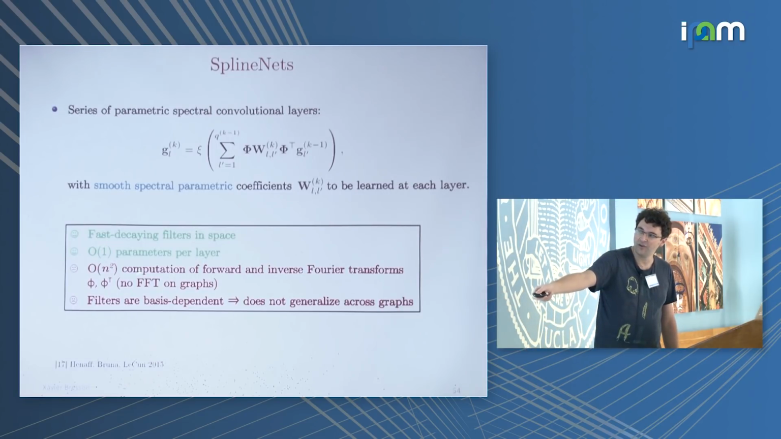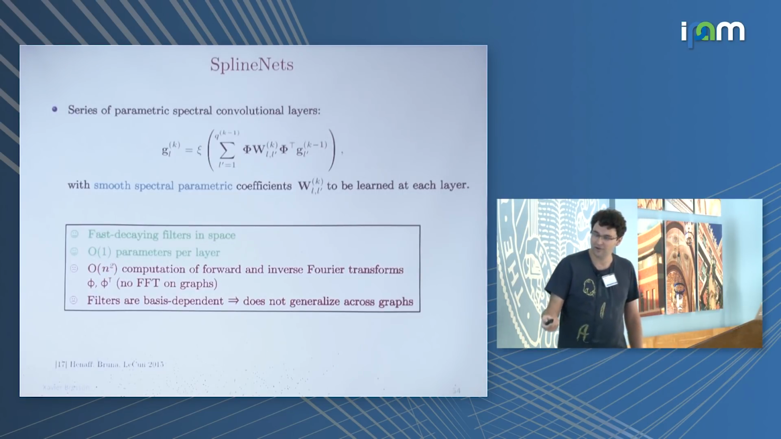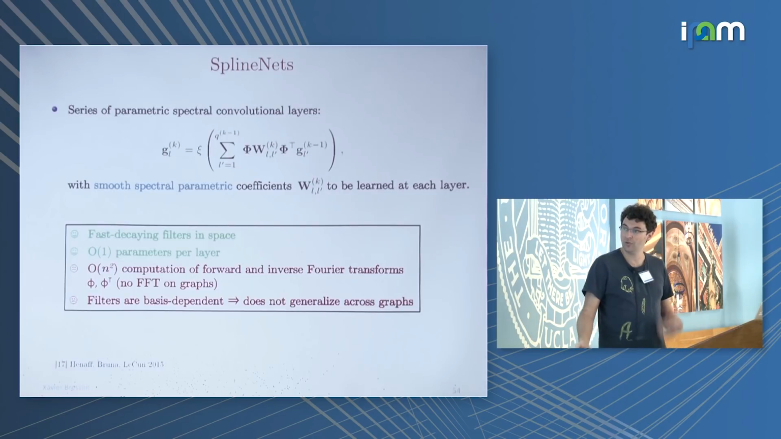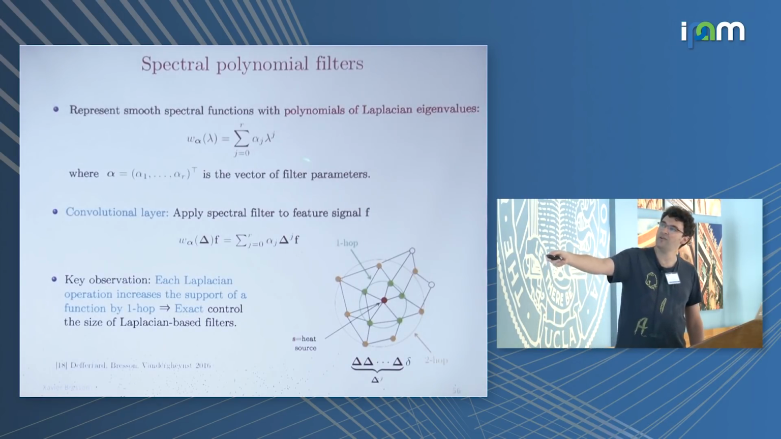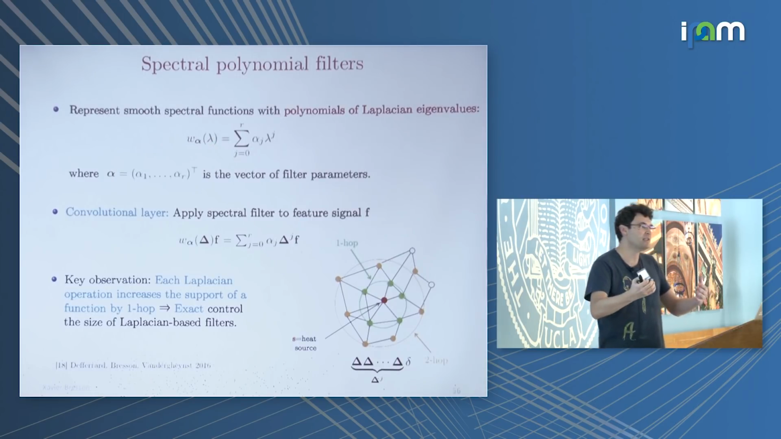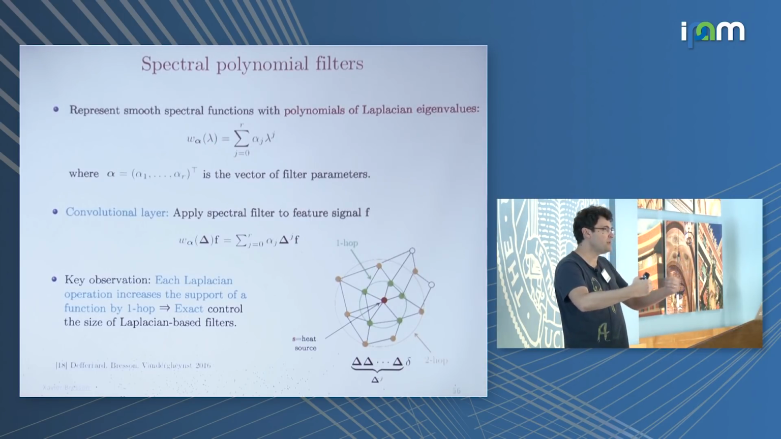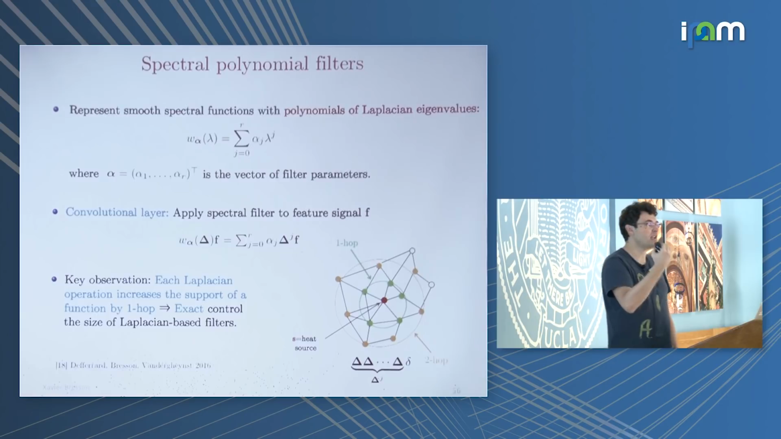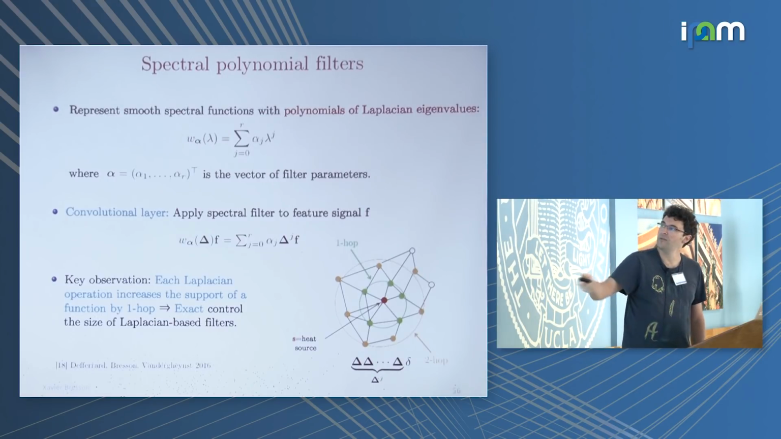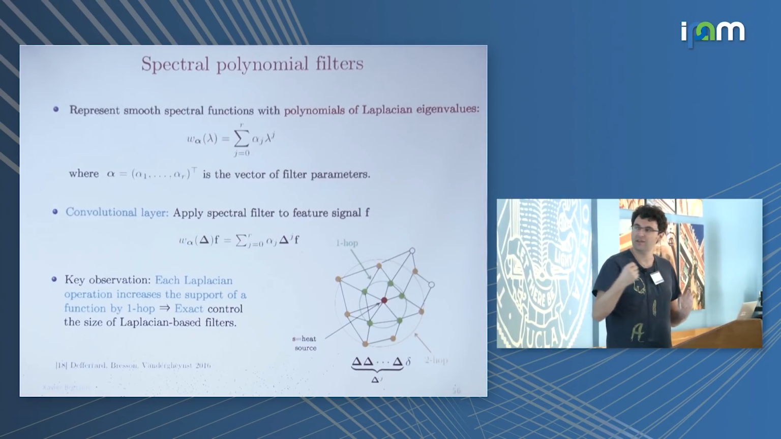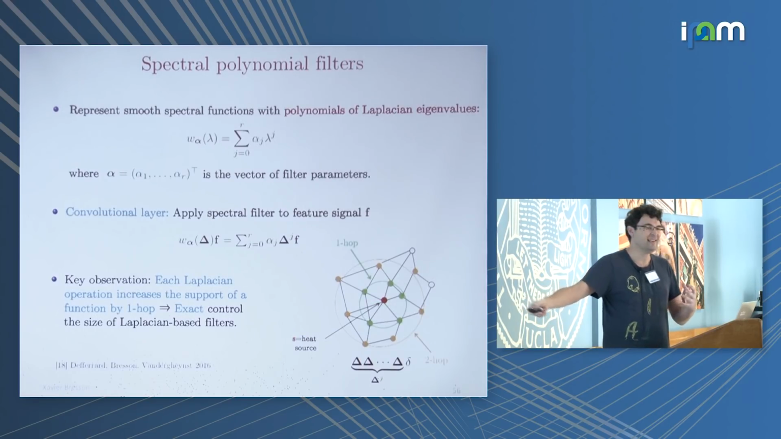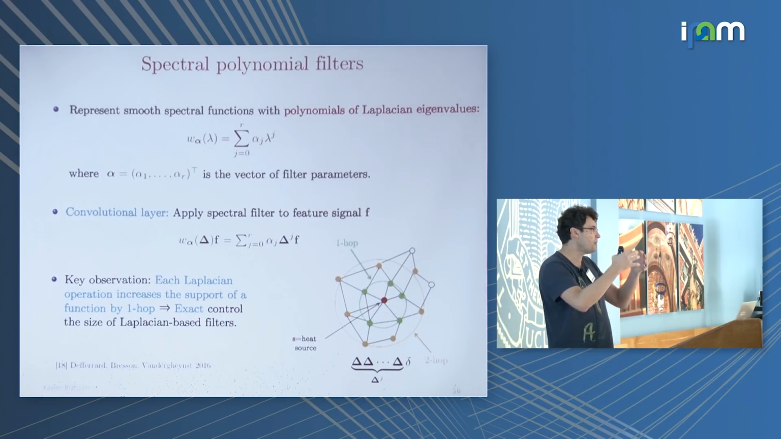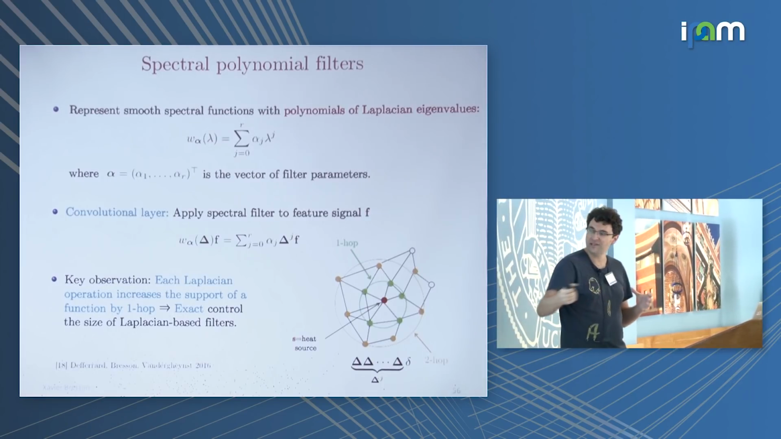Now we need to take care of the quadratic complexity to compute the convolution. For this, we are going to parameterize the spectral filter by using polynomials of the Laplacian eigenvalues. When we do that, we have two advantages. The first advantage is that you can control exactly the support of your filter. We see that easily.